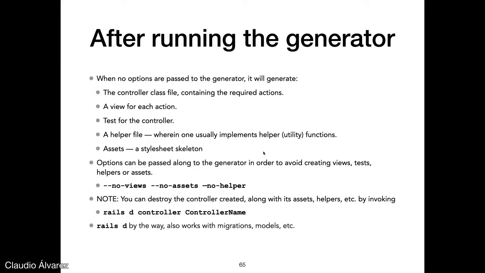You can destroy a controller by calling Rails D controller, and you pass the controller name. That Rails D means Rails destroy. Instead of Rails generate, it's sort of a destructor instead of a generator. So the Rails destructor you can also call it for migrations, and you can also call it for models. If you haven't seen that before, I think I stressed a little about it when we saw models.